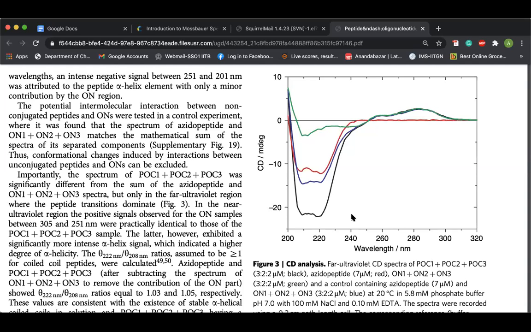And what are you actually going to expect to see? A shift in the melting temperature. Right. Okay. So that is how you can use CD spectroscopy to find out the overall structural dynamics.